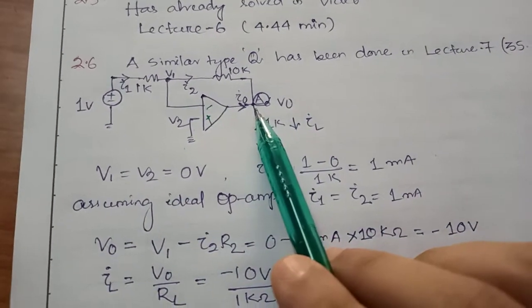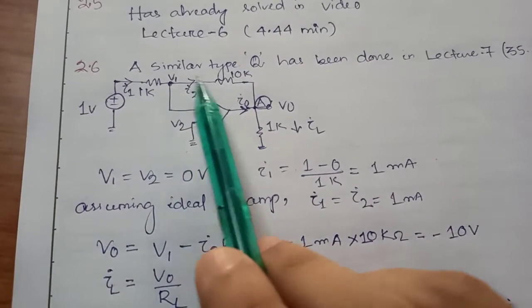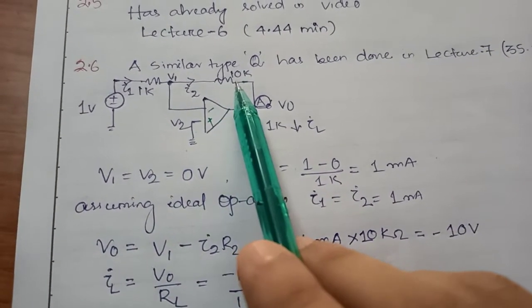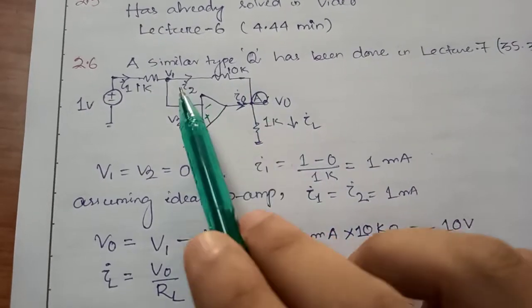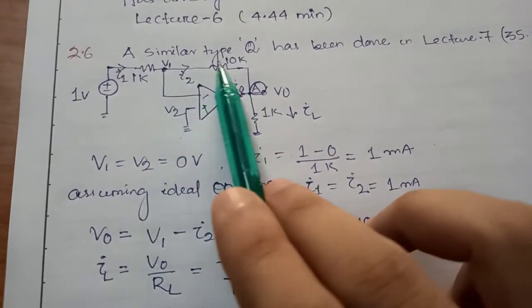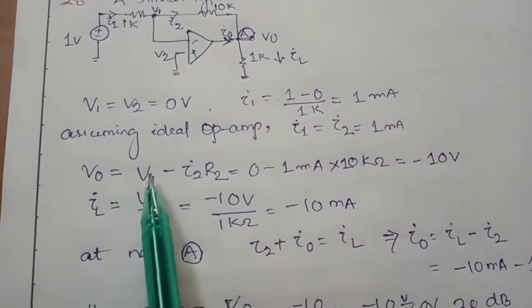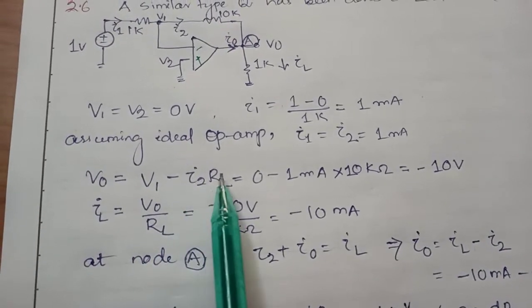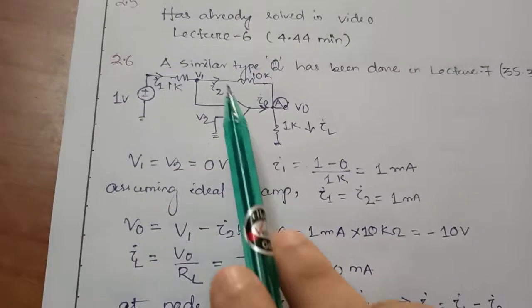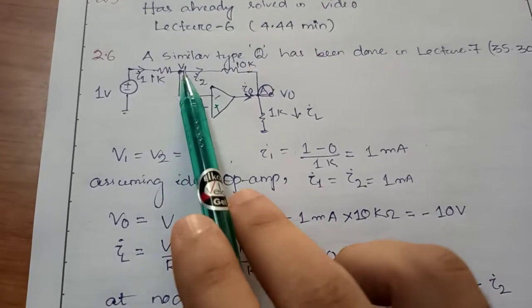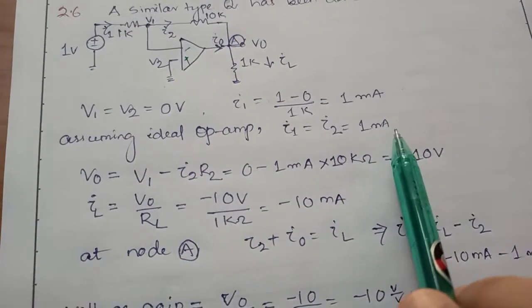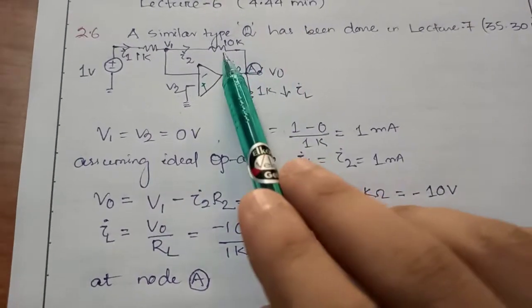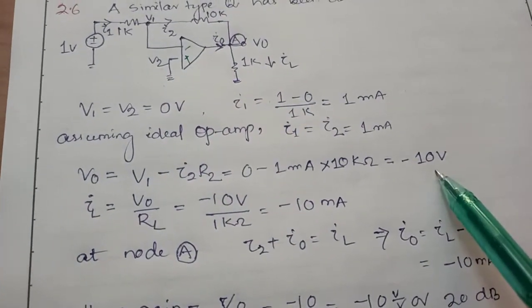Now what is our V output? You start from here, this is V1 minus I2 R, this 10K, this value equals V out. I will write a loop equation in this way. I will get my V output is nothing but V1 minus I2 R2. So V1 value is 0, because of the virtual short concept, this is 0 voltage. I2 that we got is 1 milliampere, and this is 10 kilo ohm given. So my V output is nothing but -10.